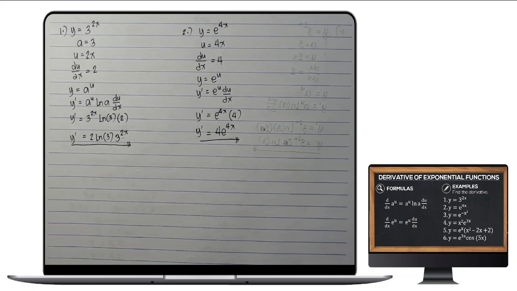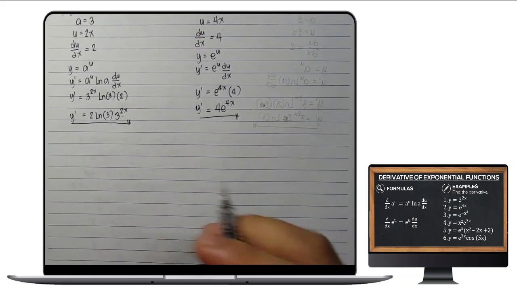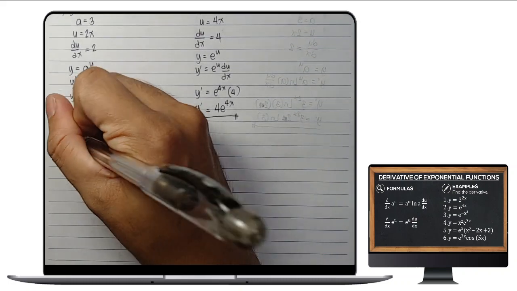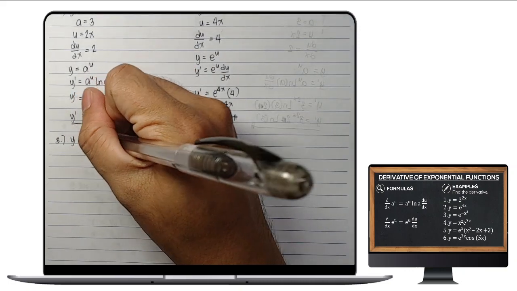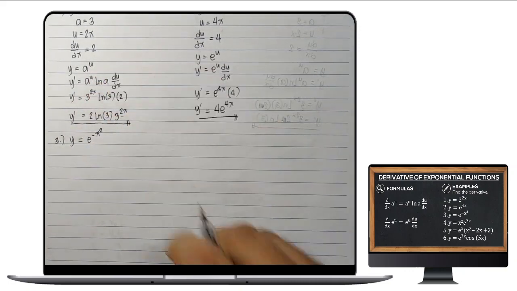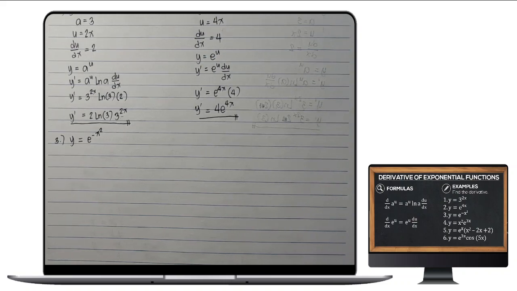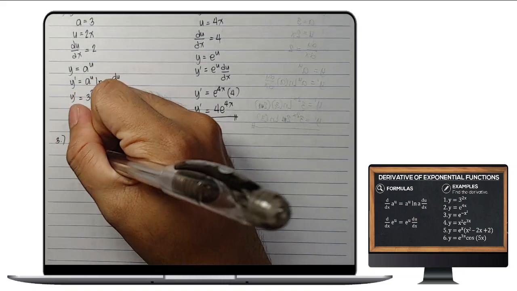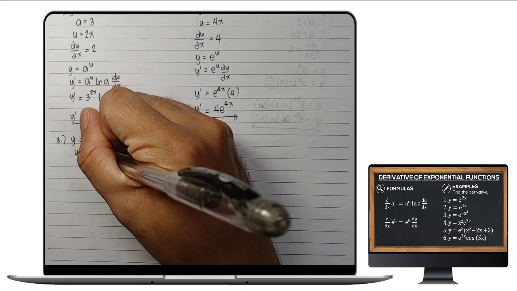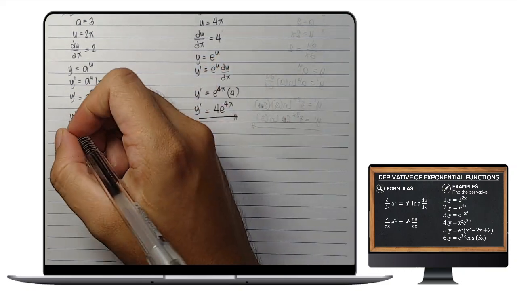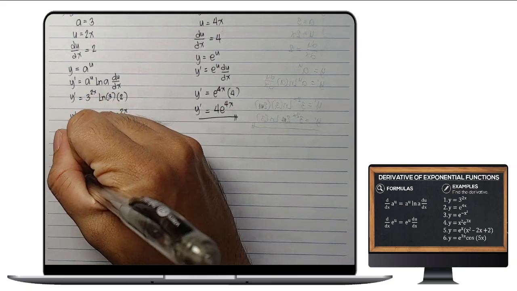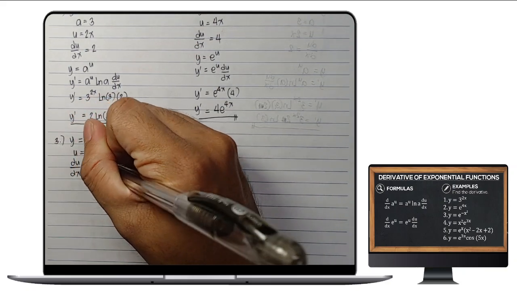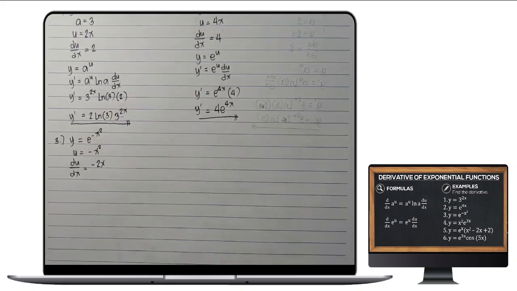So let's have another one. So for example number 3, we have y is equal to e raised to negative x squared. Okay? So let's let u is equal to negative x squared. So when we get the derivative of u with respect to x, that is simply negative 2x.